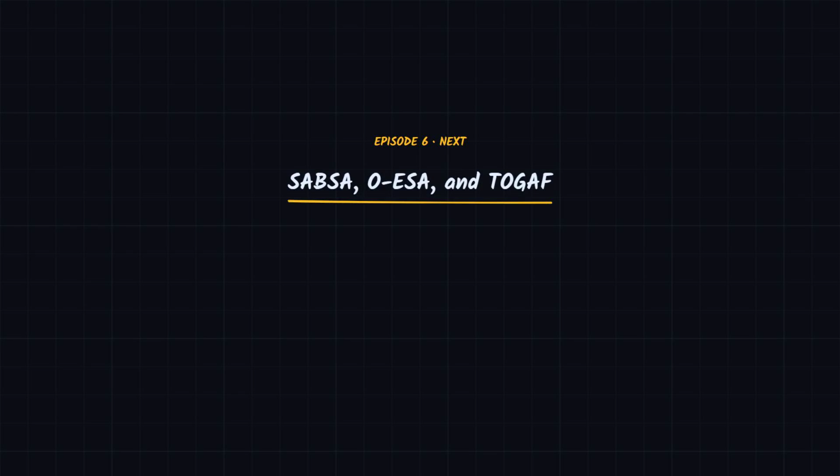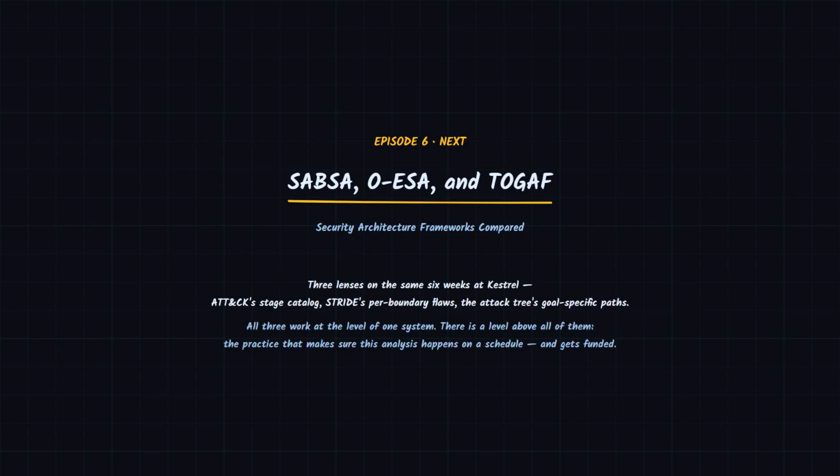We've now used 3 different lenses on the same 6 weeks at Kestrel: ATT&CK's stage catalog, STRIDE's per-boundary flaws, and the attack tree's goal-specific paths. All 3 work at the level of a single system and a single set of techniques. There's a level above all of them we haven't touched yet, which is where broader security architecture practice actually makes sure this kind of analysis happens on a schedule, gets funded, and gets embedded into how an organization designs systems in the first place, rather than depending on one team's diligence or waiting for a 6-week intrusion to force the issue.